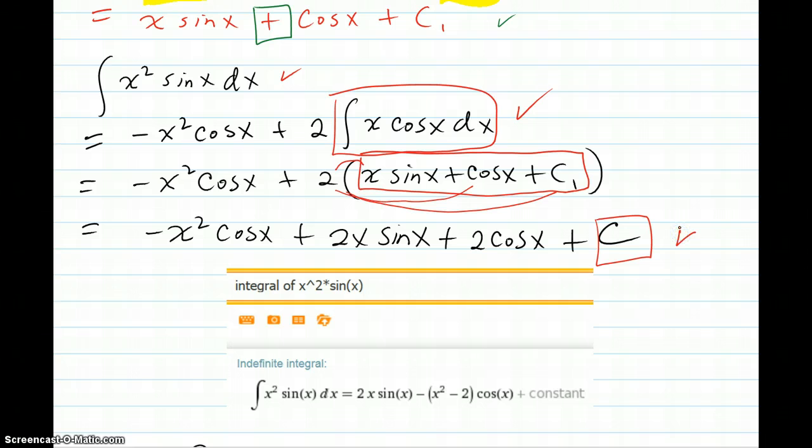I checked that with Wolfram Alpha, and the integral of x squared times sine x really is 2x sine x. That's this part. Subtract x squared cosine x. That's here. A subtraction of another subtraction there cancels out to be a plus 2 cosine x. That's here, and the constant's here. So that works.